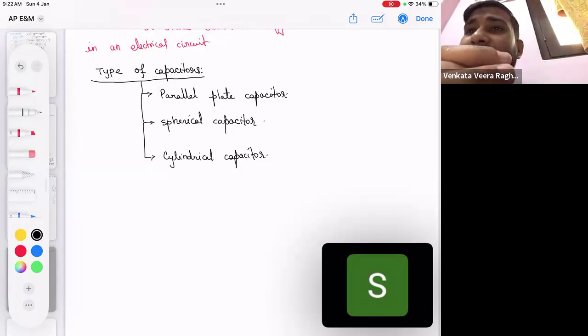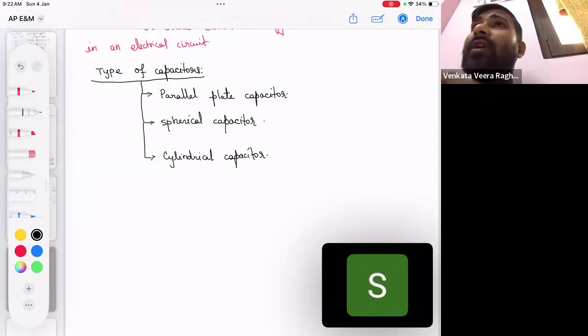In a spherical capacitor, here we are going to use the conductor in the shape of concentric spheres. And in the case of a cylindrical capacitor, we are going to use the conductor in the form of coaxial cylinders. Understood? So all these capacitors have the same property of storing energy, but depending on the shape and size of the conductor, we will have different capacitance.